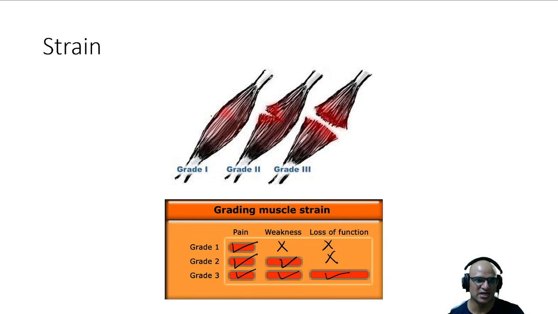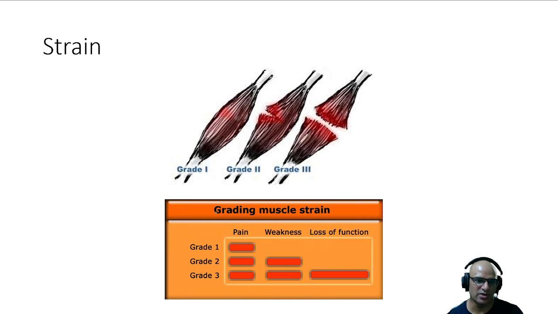What that means is, in a grade 1 injury, there are microscopic tears as seen here. In a grade 2 injury, there are some fibers which are disrupted, but a minimal number of fibers disrupted like this. And in a grade 3 injury, there's almost a complete tear of the structure. So it is far more serious there.